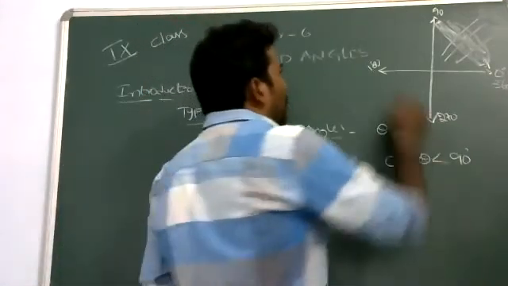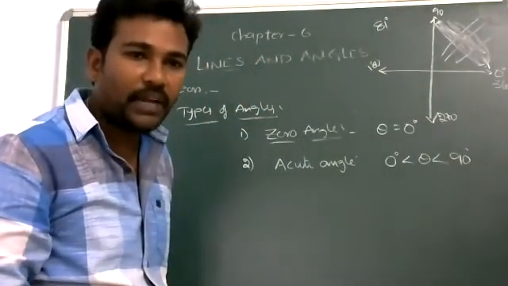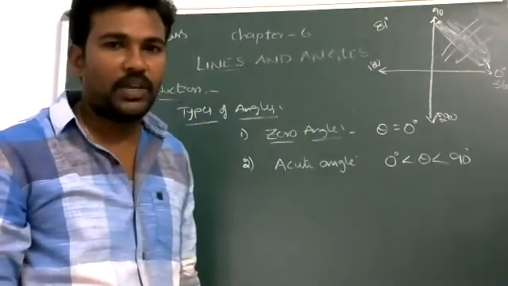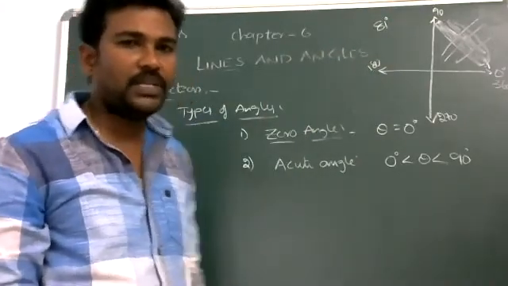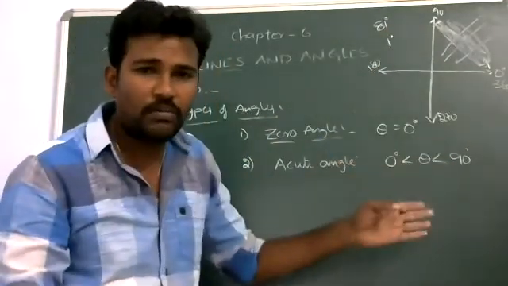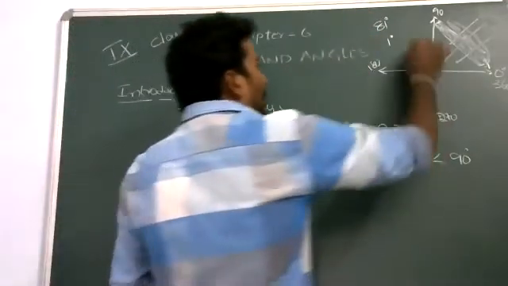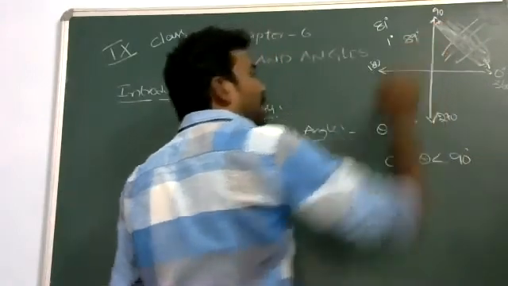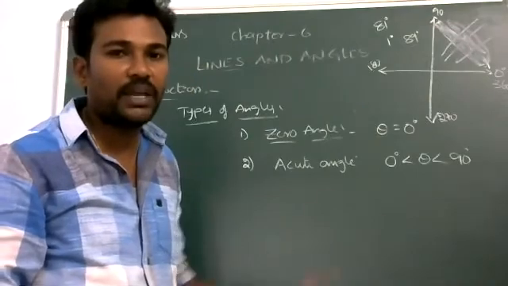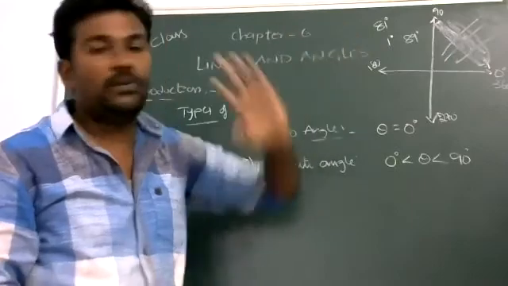Suppose, for example, 81 degrees is less than 90, then it is an acute angle. Is it clear, students? Yes, very good. Suppose 1 degree, which is more than 0 degrees, then it is called an acute angle. Suppose 89 degrees, this one is also an acute angle. Why? Because it is less than 90 and greater than 0, so it is an acute angle.